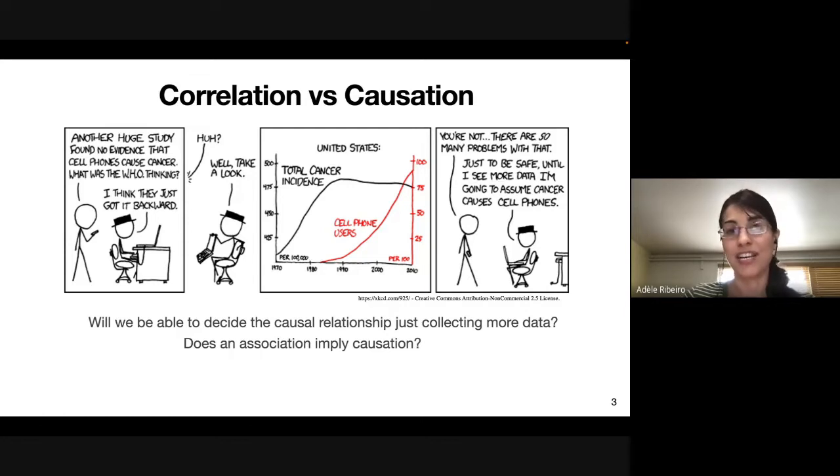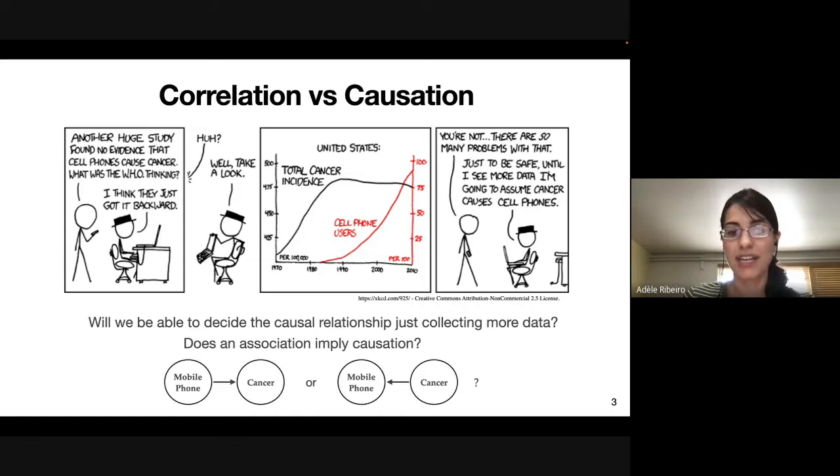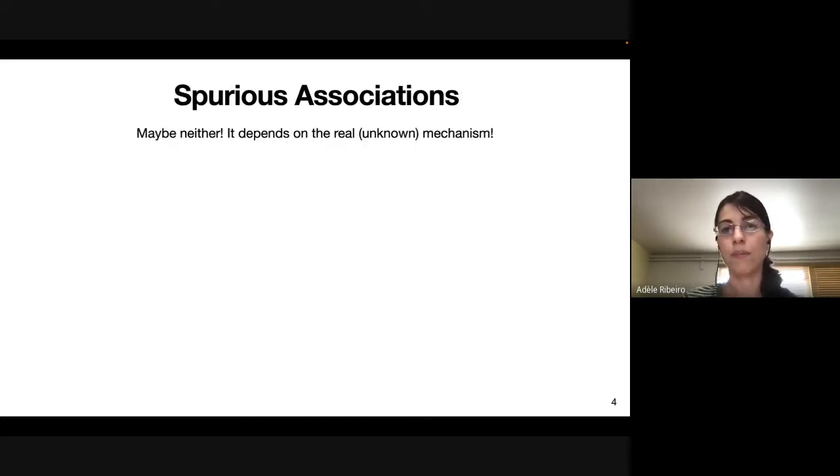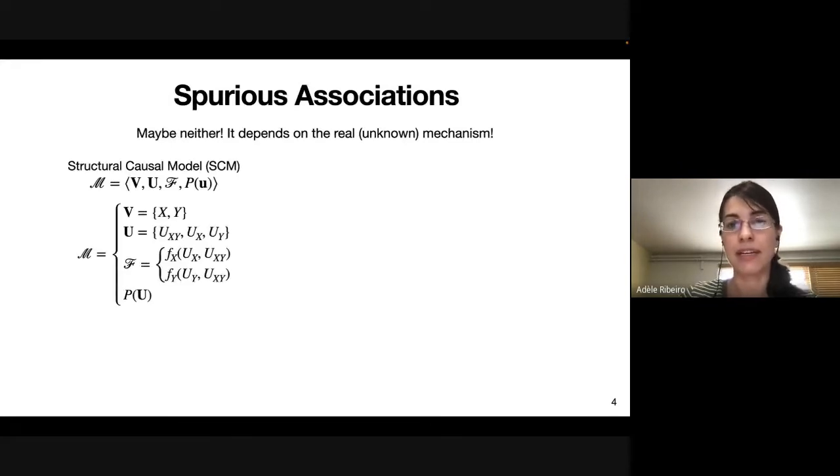This is just an association. So does this association imply causation? So how can we decide, is mobile phone use causing cancer, or is it the other way around, is cancer causing mobile phone use? So in reality, this may be neither. Maybe what is happening is that we have a different model causing this spurious association.